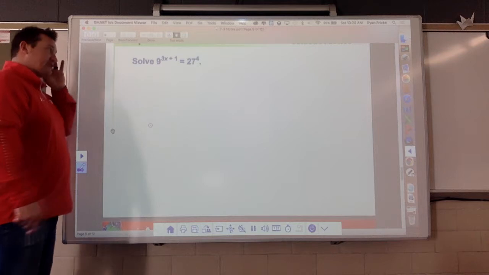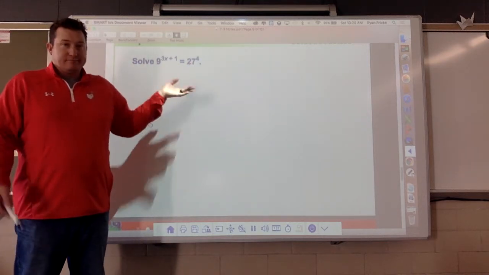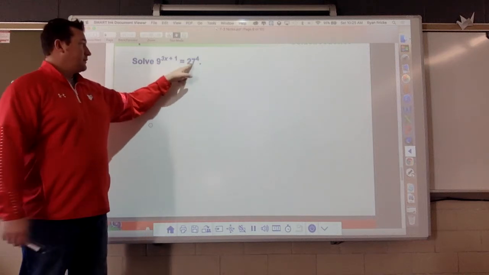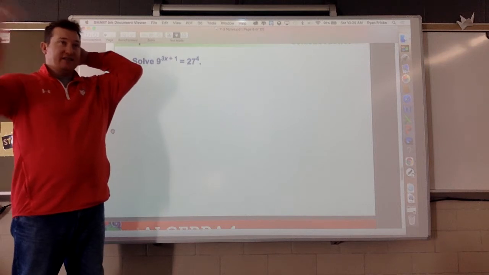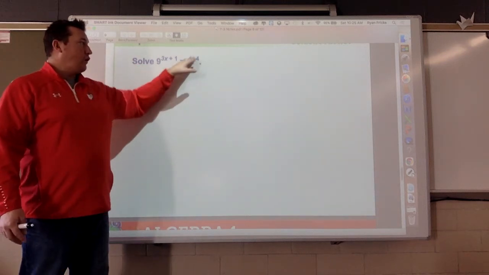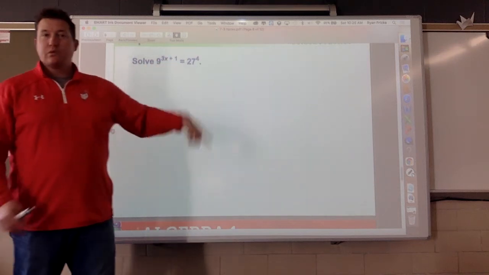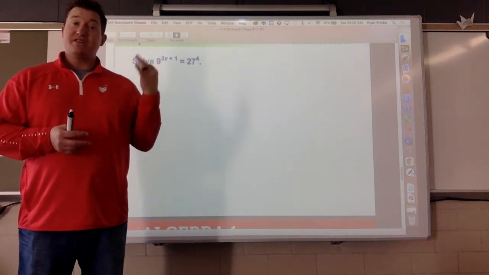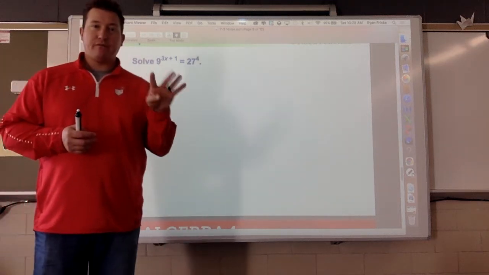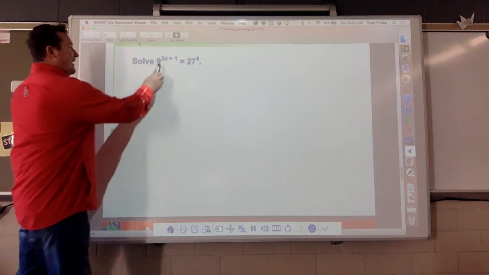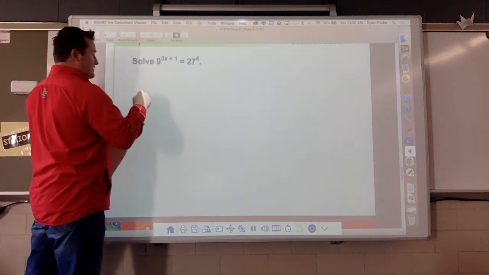Again, here's another example. I cannot write 27 with a base of 9. It just doesn't work, right? Because 9 to the first power is 9. 9 to the second power is 81. We're always trying to write the bigger number with the smaller base. When this doesn't work, your second best friend is 3, okay? You know what your third best friend is going to be? 4. All right?